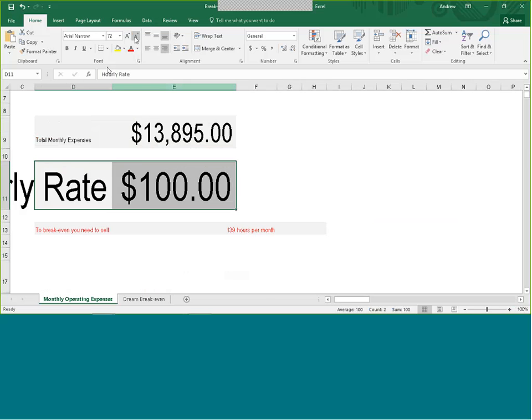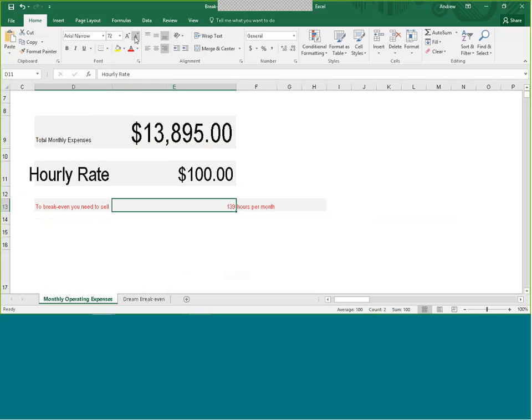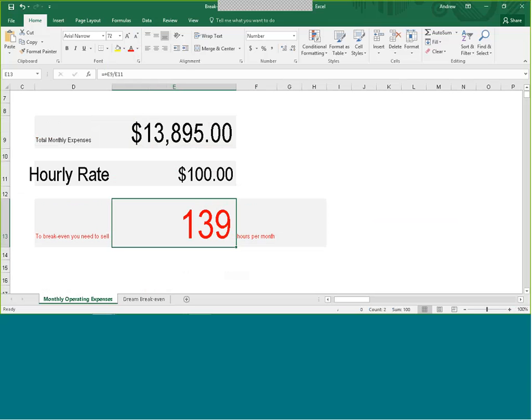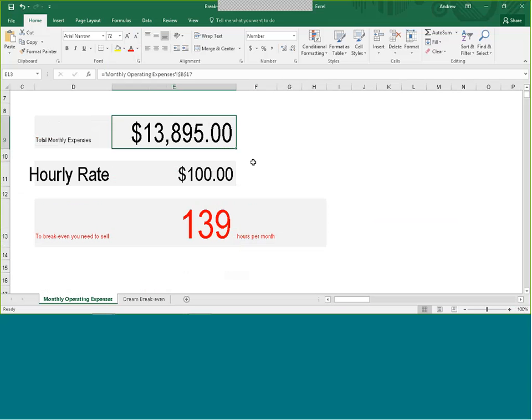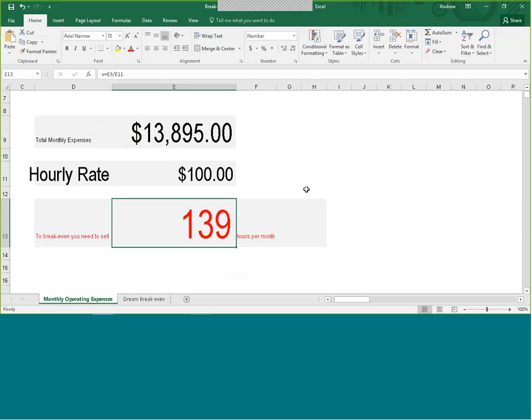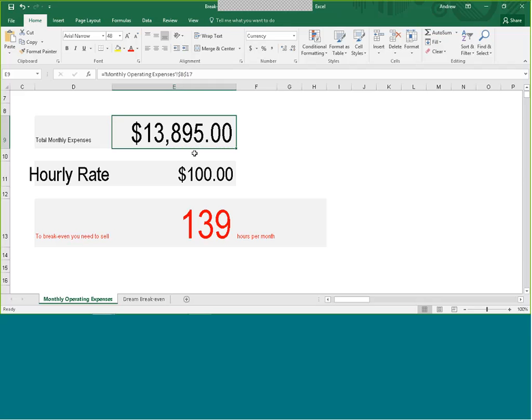Okay, so that's my hourly rate. That's how many hours I need to sell every month to break even. So my break even in sales is $13,895. If I cover that, I've broken even, and that'll give me 139 hours. So that's the way you work it out. It's really not too complicated. Just remember, if you're a service business, you calculate your break even by dividing by your hourly rate.